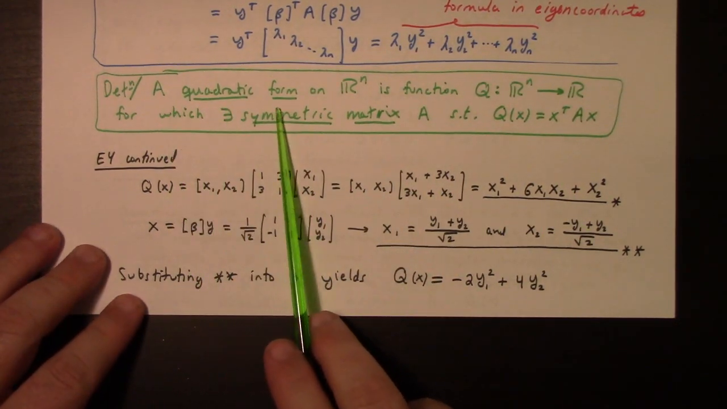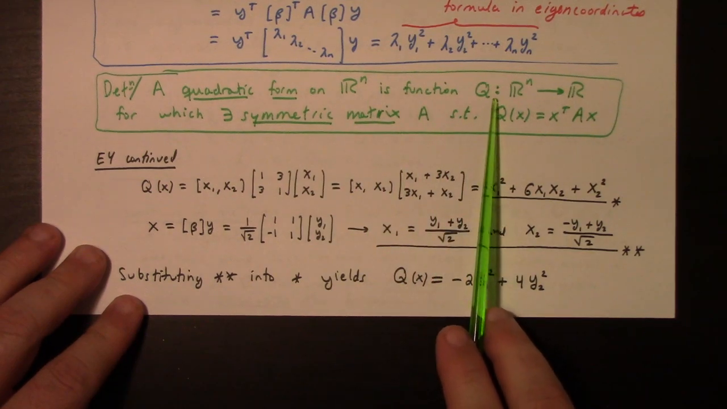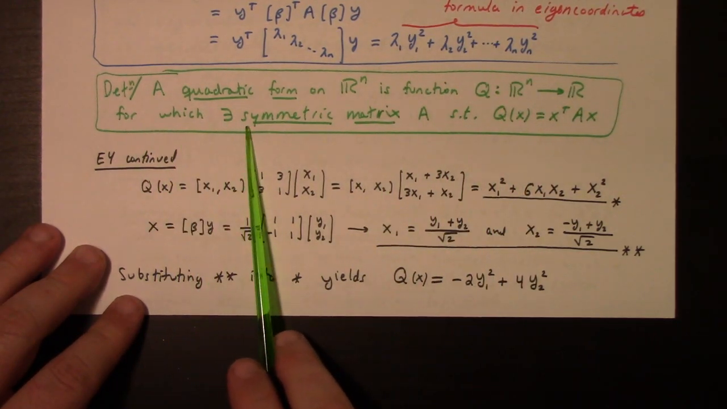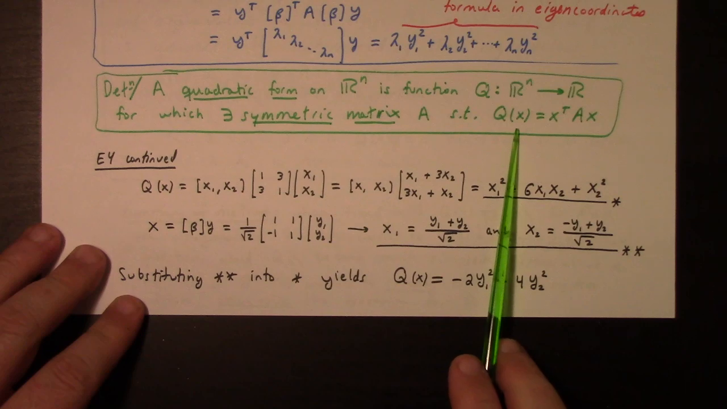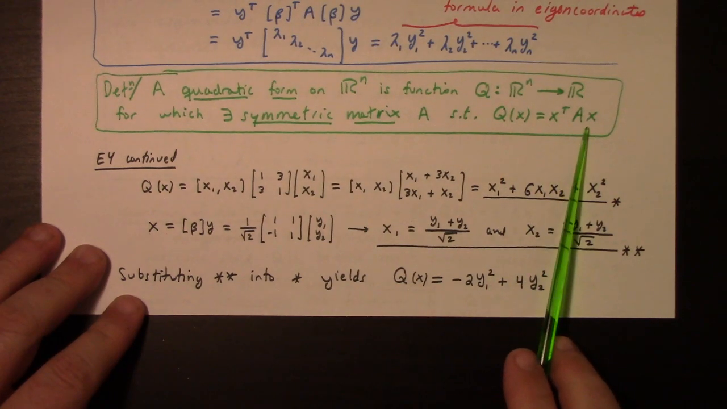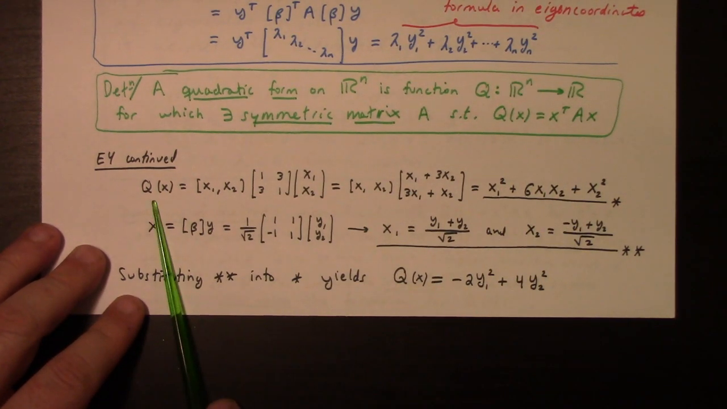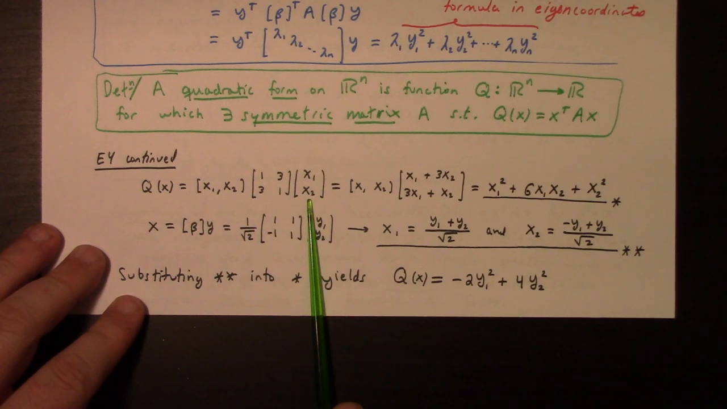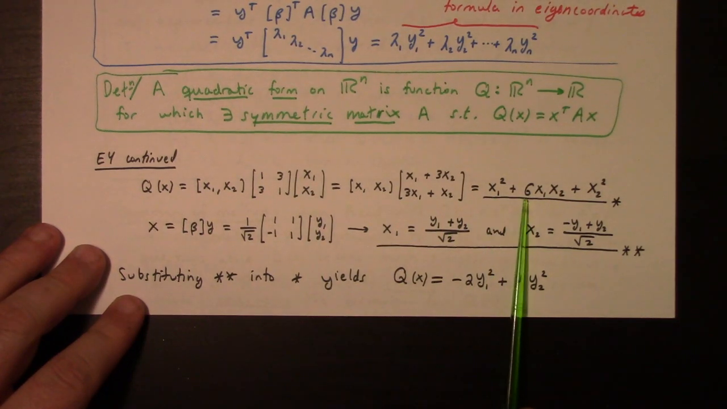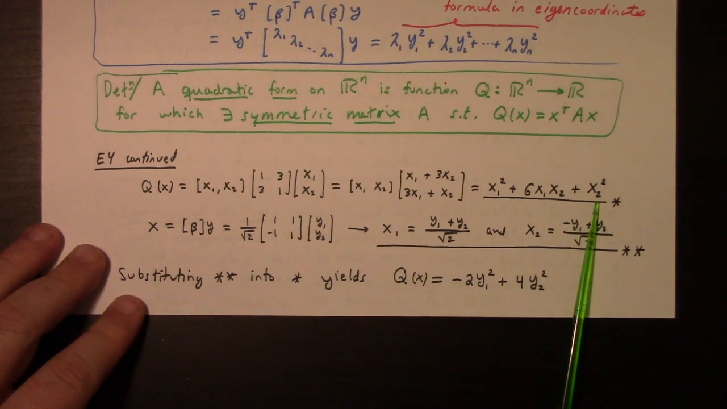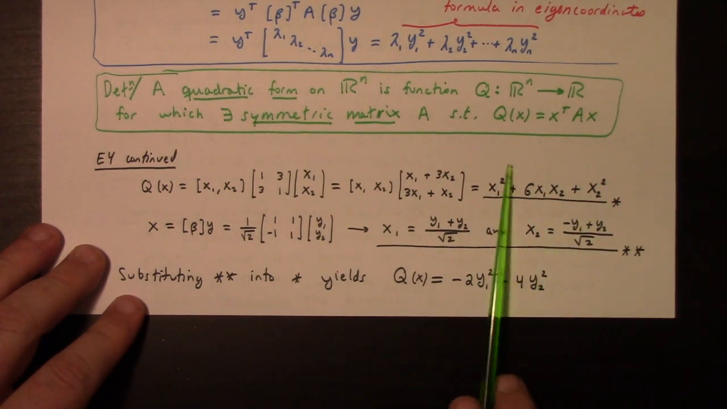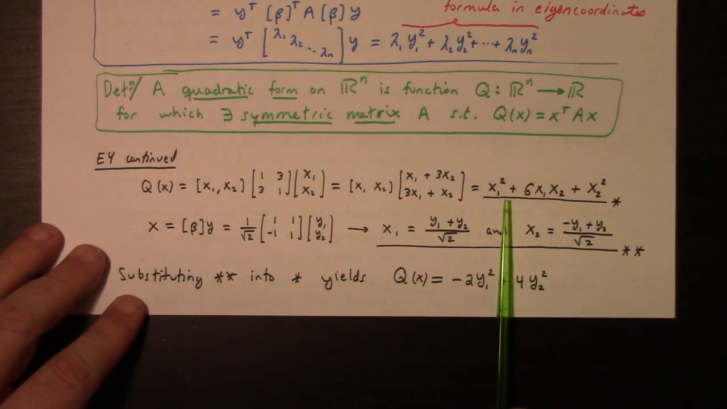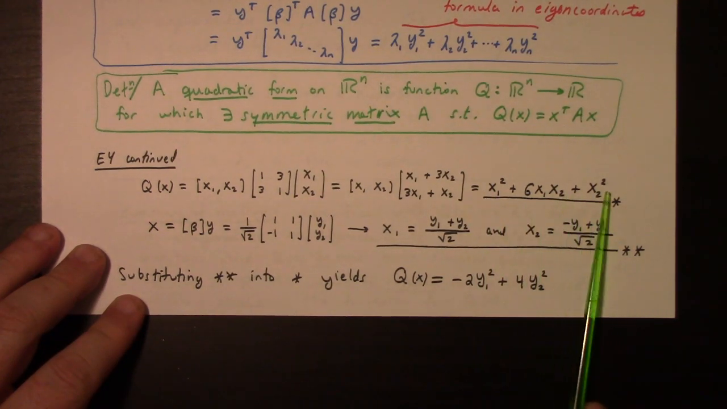A quadratic form on Rn is a function from Rn to R for which there exists a symmetric matrix A such that Q of x is x transpose Ax. For example, we can look at example 4 as a quadratic form, because if I take this row vector times that matrix times this column vector, lo and behold, I have this formula, x1 squared plus 6x1x2 plus x2 squared. This is a quadratic form in x1 and x2. It's quadratic because every term is second order.